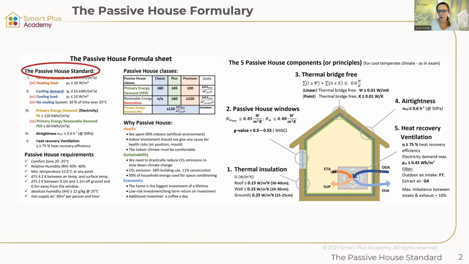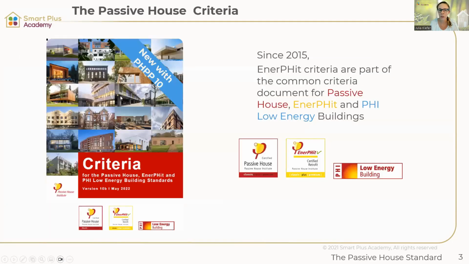Then below that are our Passivhaus requirements. The Passivhaus requirements are also mentioned in the Passivhaus standard. And then we have our Passivhaus classes, the different classes of Passivhaus that I will explain in a second as well. Good, let's get started. The Passivhaus criteria are all in this new standard. They are also part of the common criteria document for Passivhaus, EnerPHit, and low energy buildings. This is the latest version from May 2022, and it's available for download for free, so you can read it up if you're interested in more.